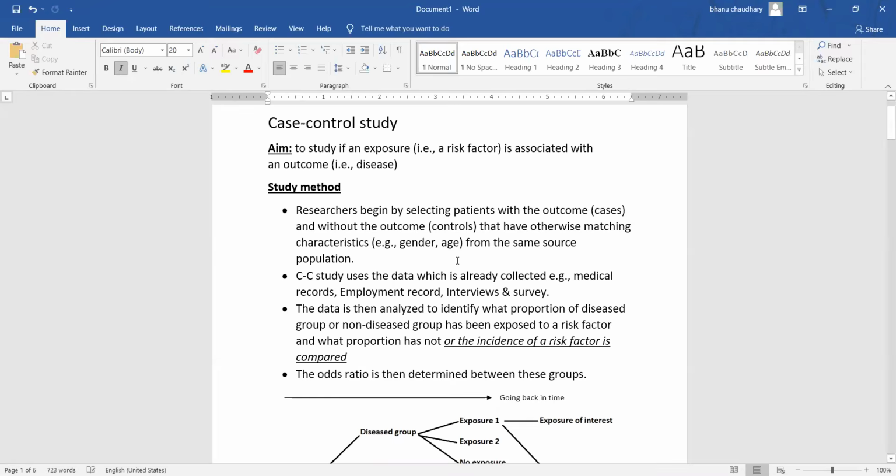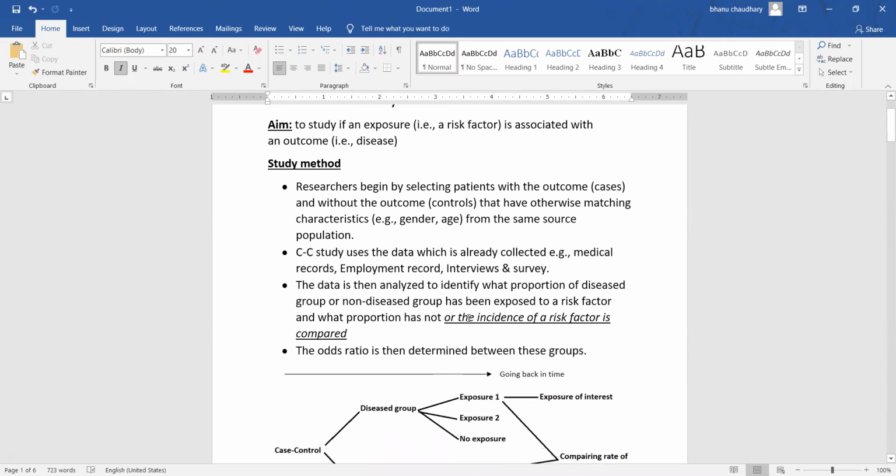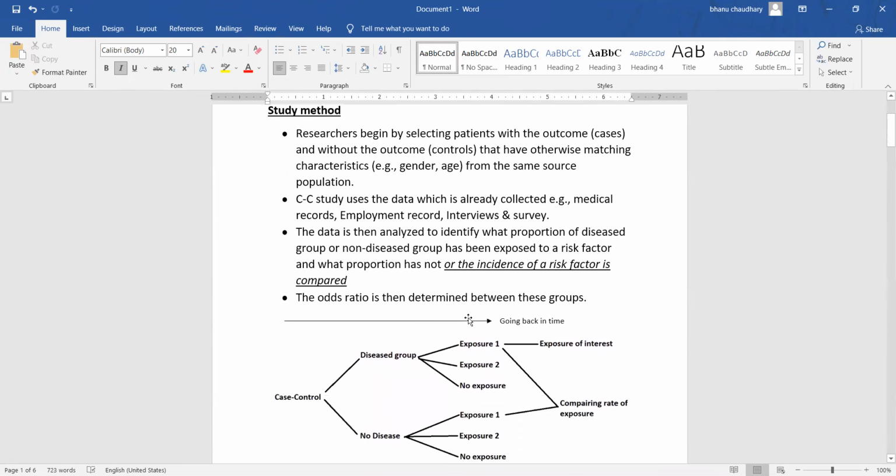Okay, in case of a case control study, what you're going to do, you will select the individuals on the basis of the outcome. Okay, whether the individuals have the outcome, and those individuals which have the outcome or the disease, they are known as the cases. So the disease group is known as the cases, and those individuals which do not have the outcome or the disease, they are known as the controls. Okay, so we have two groups. One is the case group and second is the control group, right?